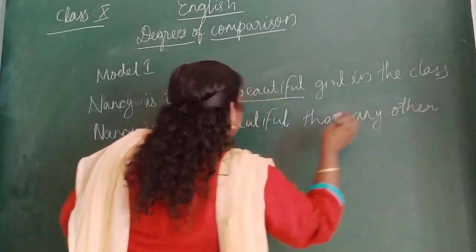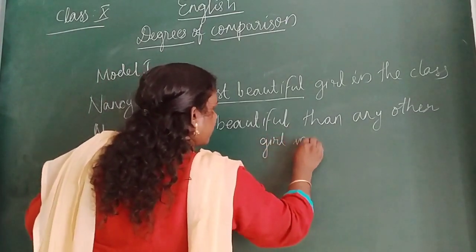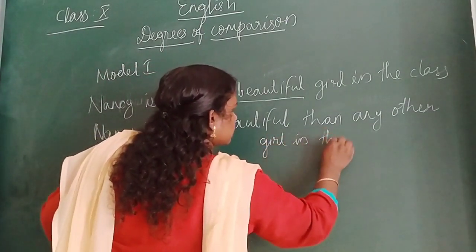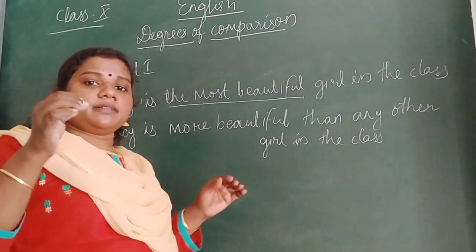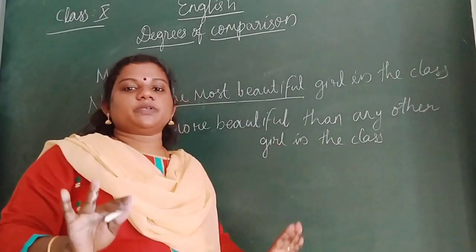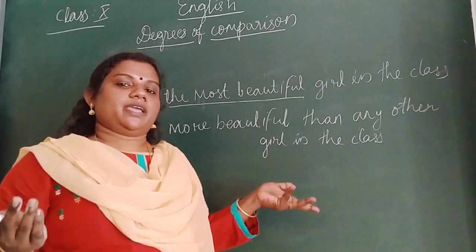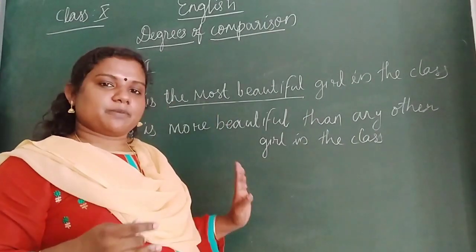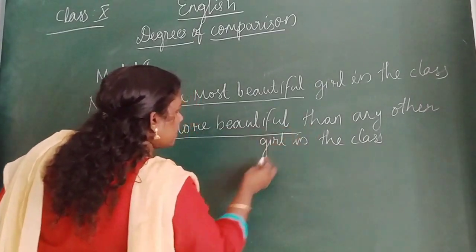Any other girl in the class. Okay, when we are comparing the beauty of this Nancy, she is the most beautiful girl in the class. Like her, no other girl. Okay, they are also beautiful, but she is the most beautiful girl. And so how? This is a comparative form.